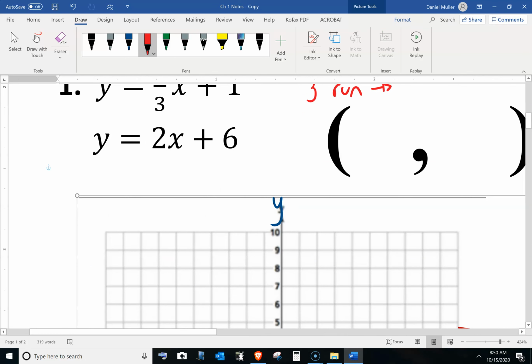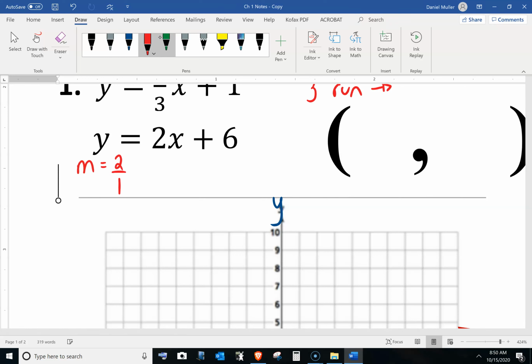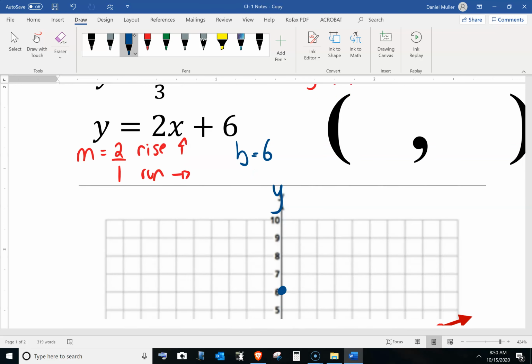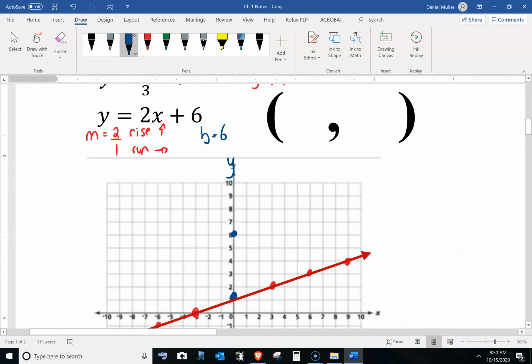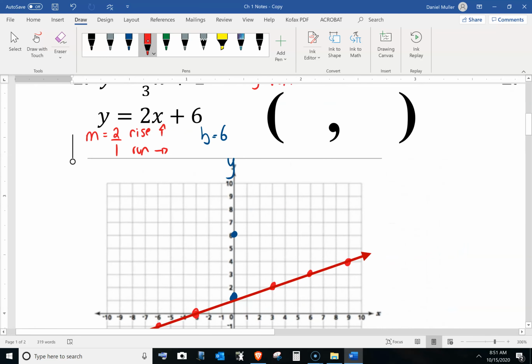So here we have our slope, our m, for this thing. Now the slope is 2, but I'm going to write it 2 over 1. And remember, 2 is our rise, and it's a positive number, so we're going to rise up. And run is 1, and it's a positive 1, so we're going to go right. And we have a starting value, b, here. Our y-intercept is 6. So look, there's 6 on the y right there. So I will do 6, and I can now start from 6.